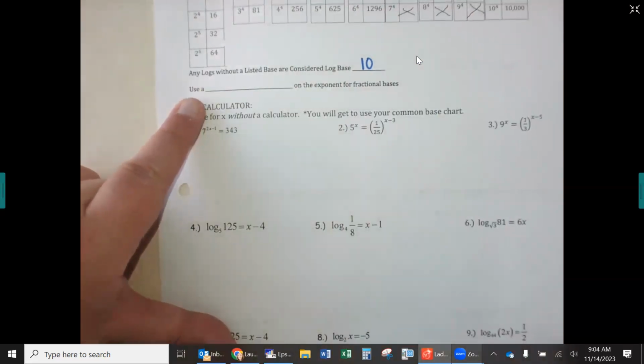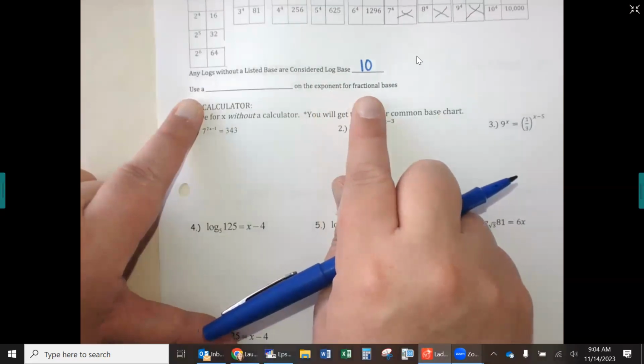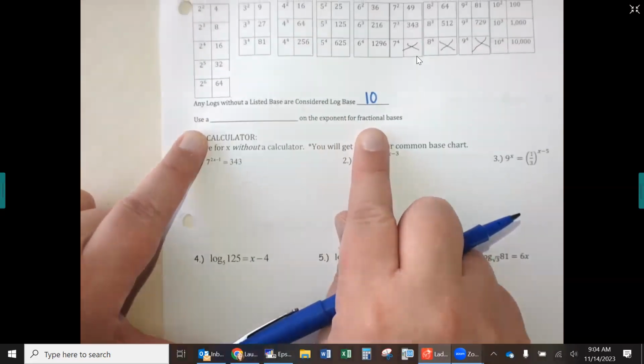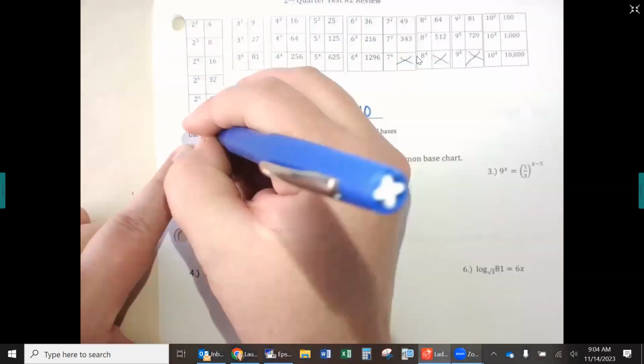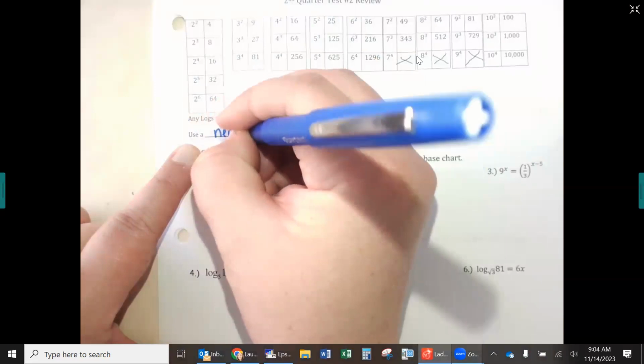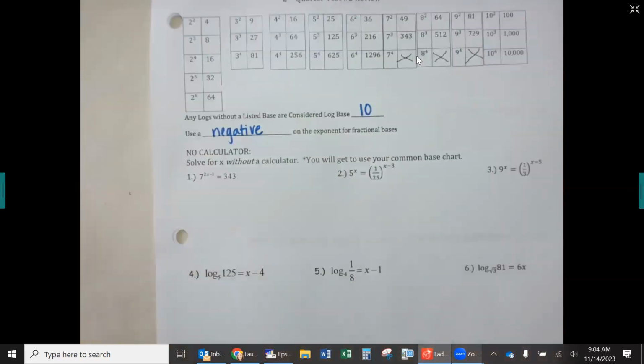And then what do I do on the exponent if it's in a fraction? Do you remember? Negative. Very good. You're going to use a negative on any exponent that needs to be brought up from the denominator of a fraction. Okay? So we're just going to run through a couple of these, then we'll turn the page, do a couple off the next page, and then I'll give you guys some time to work. So let's start off with number 3.